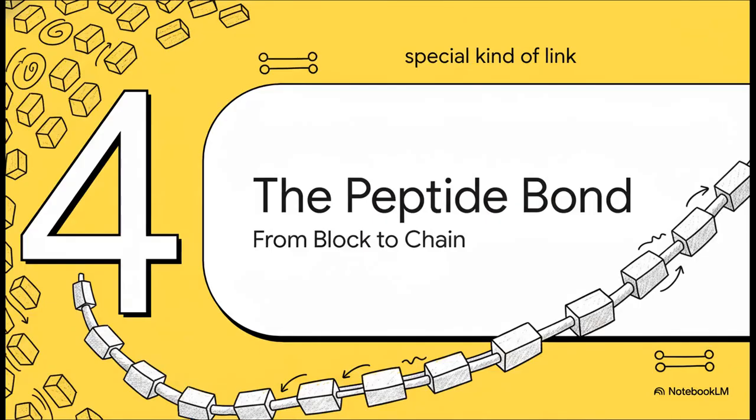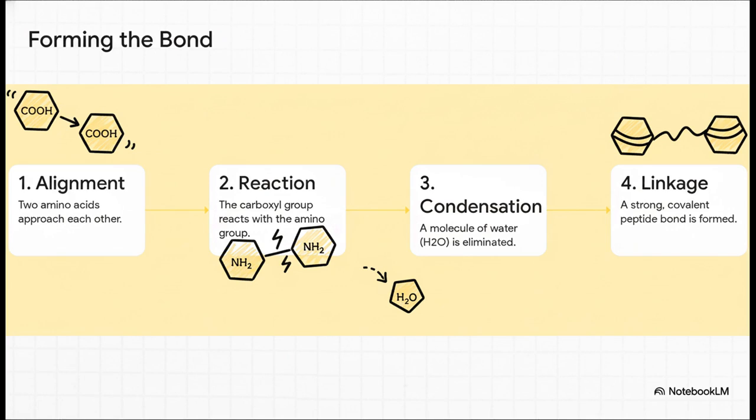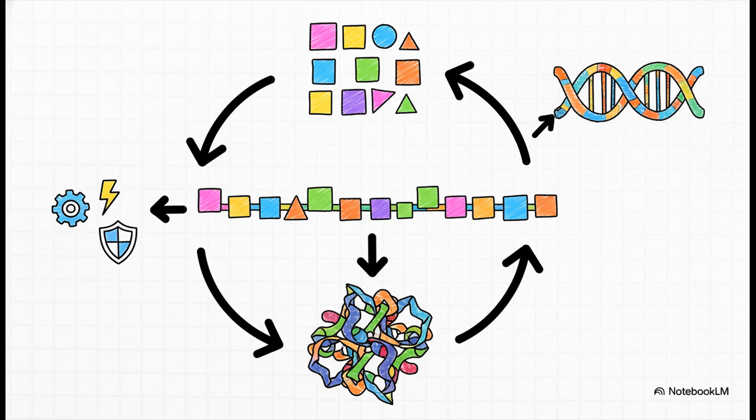So we have our 20 individual letters. How does life actually string them together to write the words and sentences that make up a protein? The answer lies in a really special kind of link. It's a beautifully simple but really powerful reaction. The acidic end of one amino acid links up with the basic end of another one, and as they join, a molecule of water gets kicked out, and bam, a strong, stable link called the peptide bond is formed. This process just repeats over and over again, creating a long chain of amino acids, which we call a polypeptide.